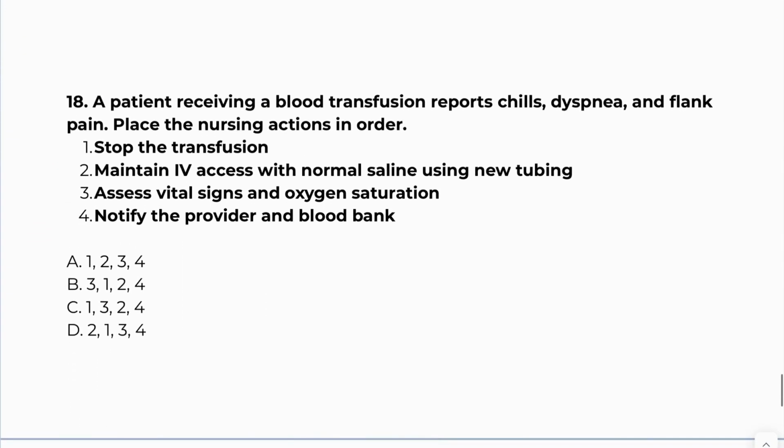Question 18. A patient receiving a blood transfusion reports chills, dyspnea, and flank pain. Place the nursing actions in order. Number one, stop the infusion. Number two, maintain IV access with normal saline using new tubing. Number three, assess vital signs. Number four, notify the provider and blood bank. So which one are you going to do first, and put them in order?